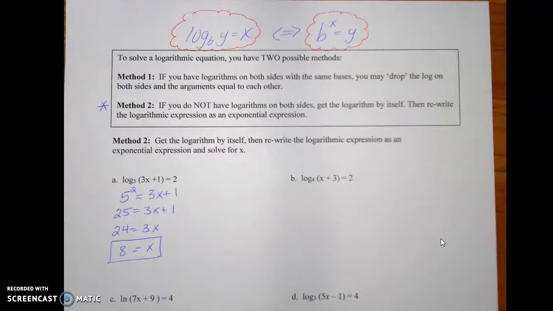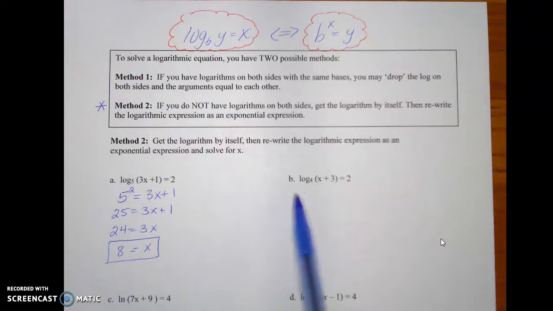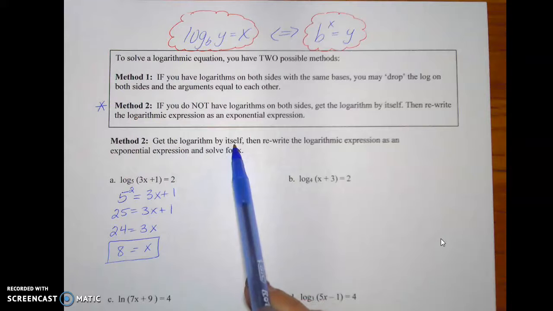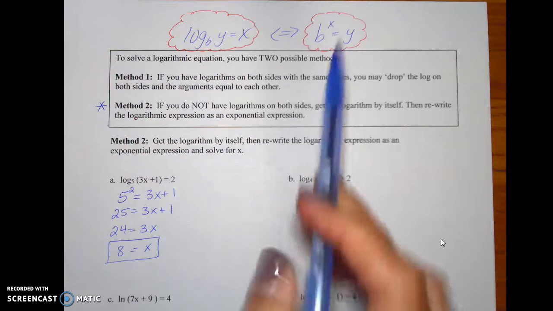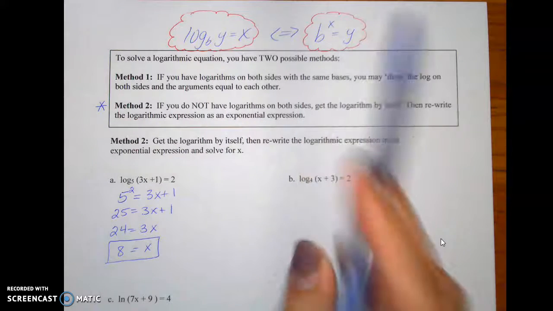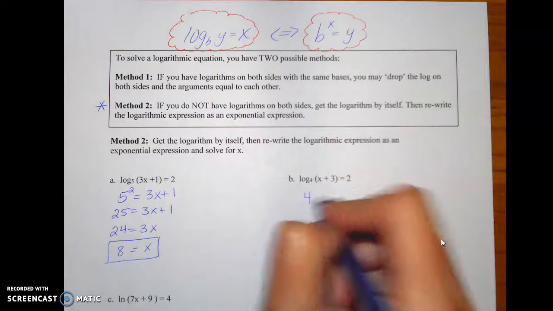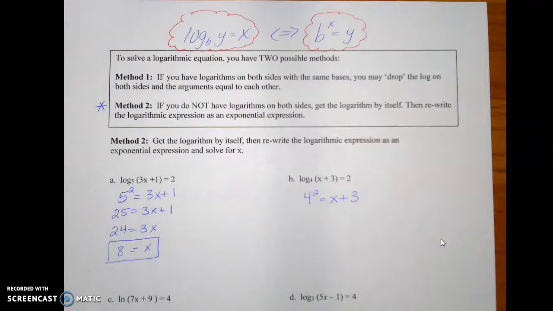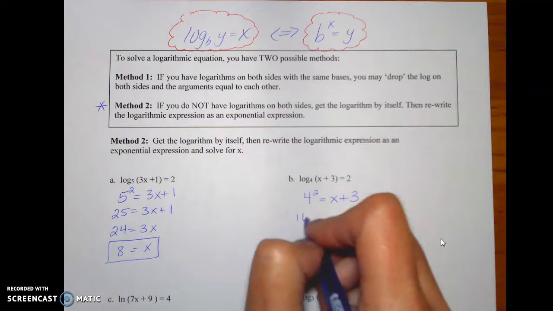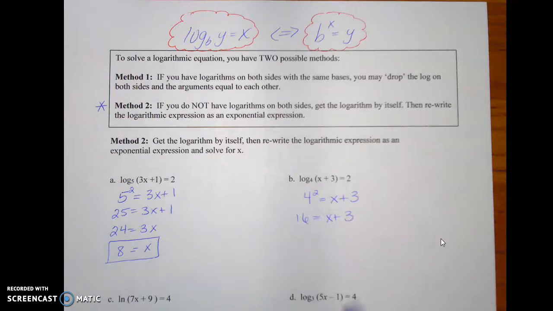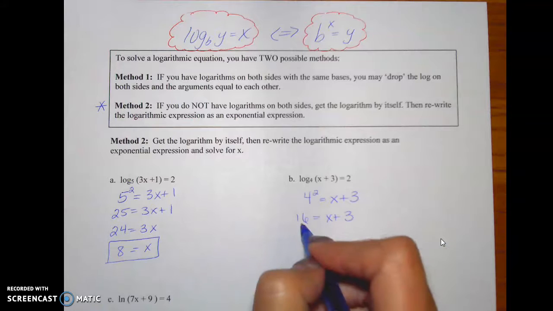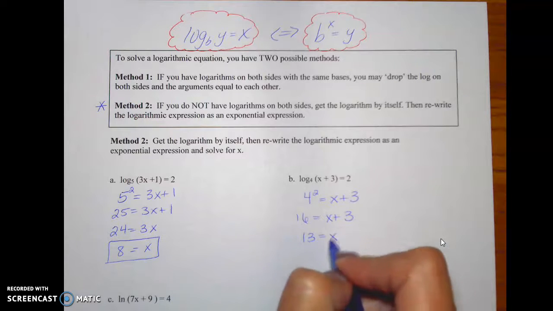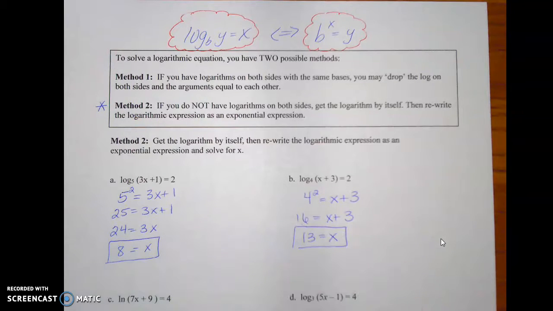Okay, let's look at another one. So for this next one, again, we want to always make sure this logarithm is sitting by itself, which it is. So you don't have to worry about that. Then we're going to rewrite using this relationship here up at the top. So our base this time is 4, it's raised to the second power, and it's equal to x plus 3. So from there, it's just a nice, easy algebra problem. So it's 16 equals x plus 3. You finally move that 3 over to the other side using subtraction, and your final answer is x equals 13.